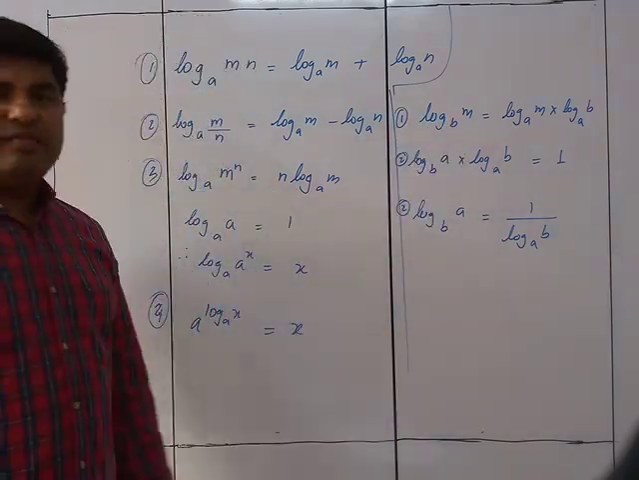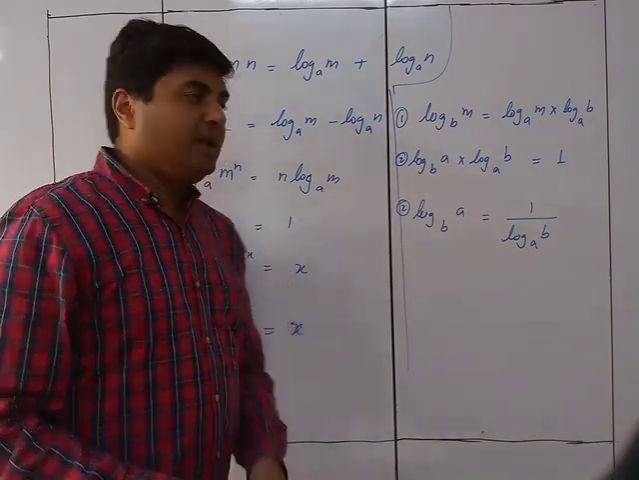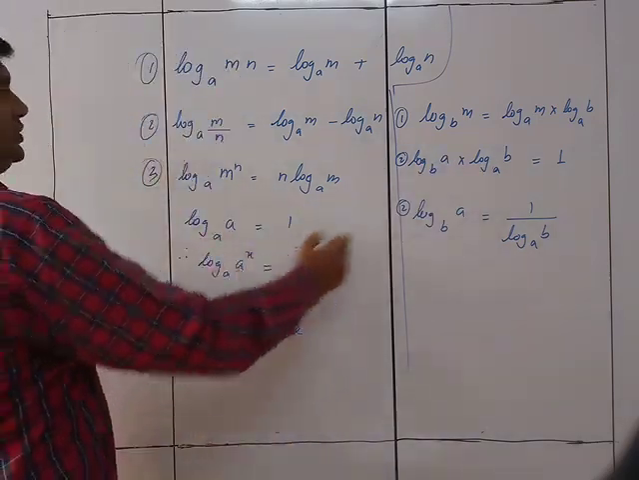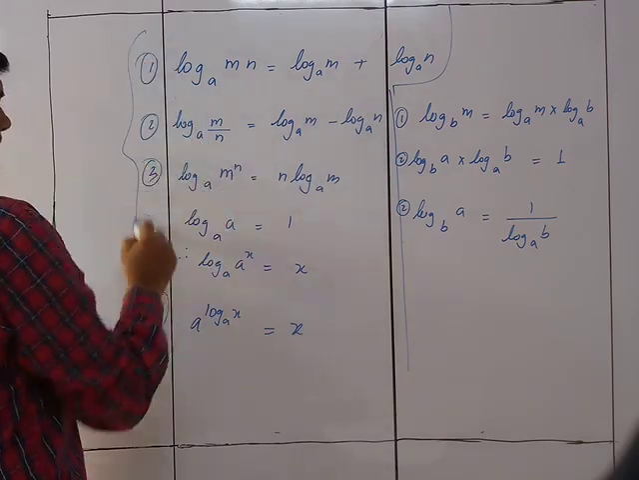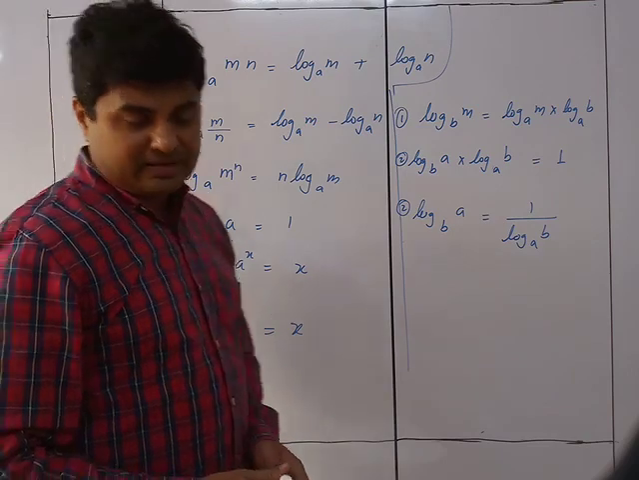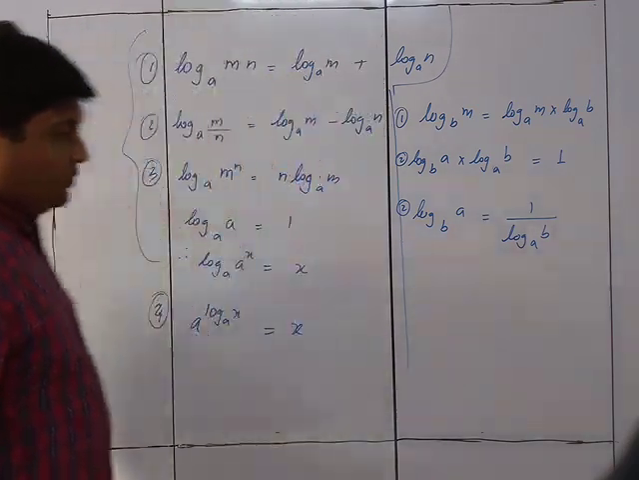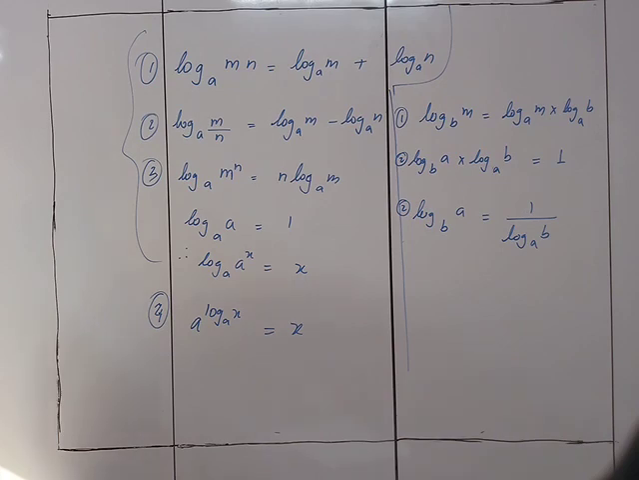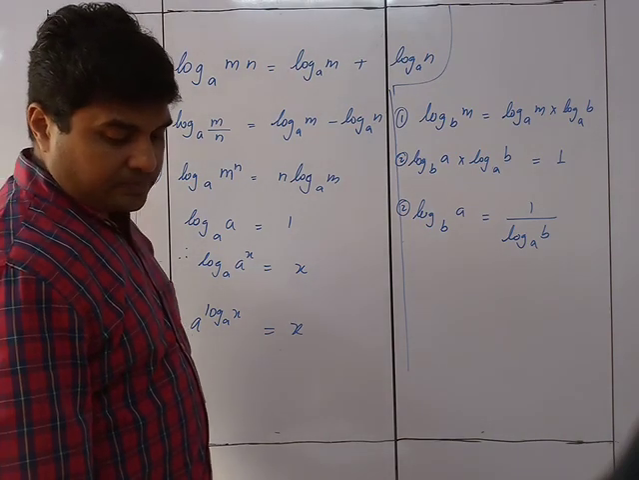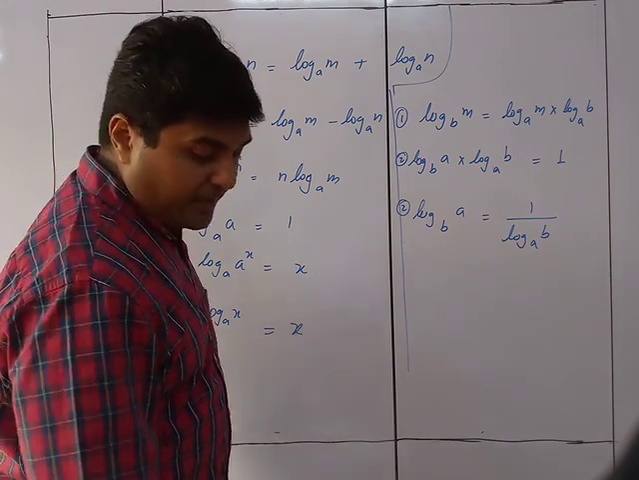Normally very few sums of this kind are there. Mainly you are going to use formulas 1, 2 and 3, not even 4. 1, 2 and 3 is what you are going to use the maximum number of times. So you need to note down and learn them by heart. We move on now to exercise 8.2.